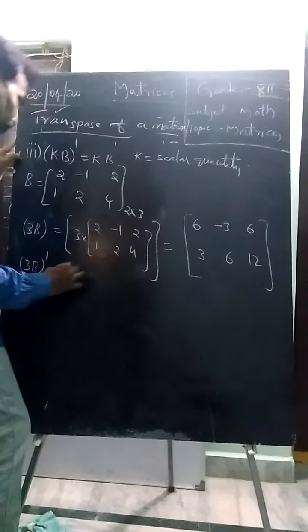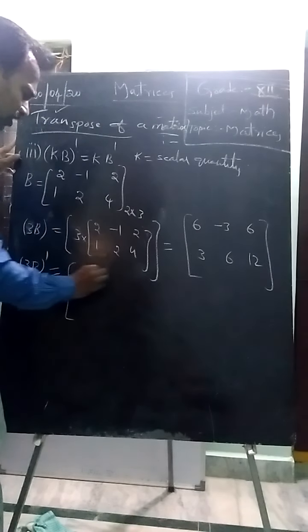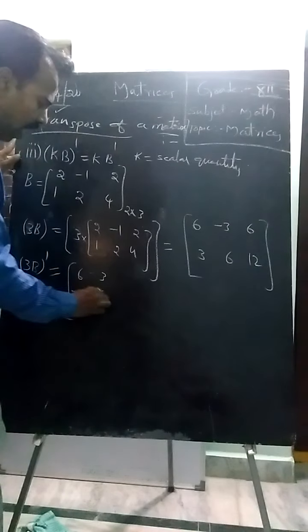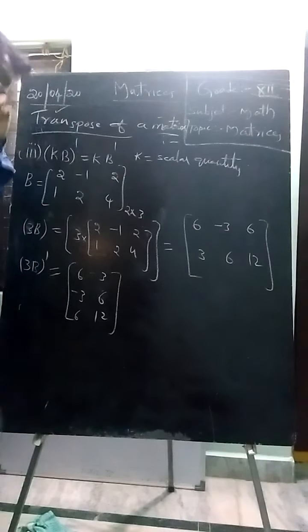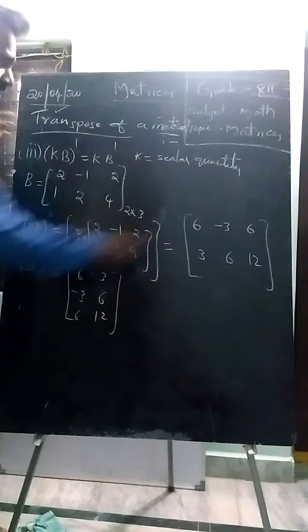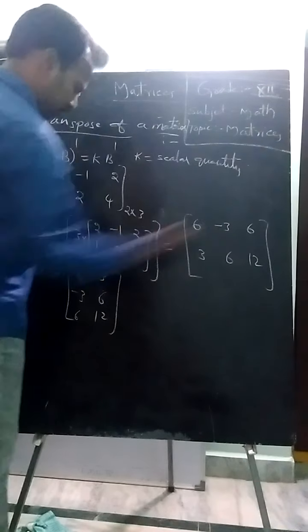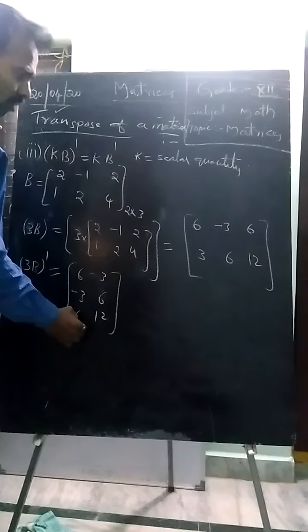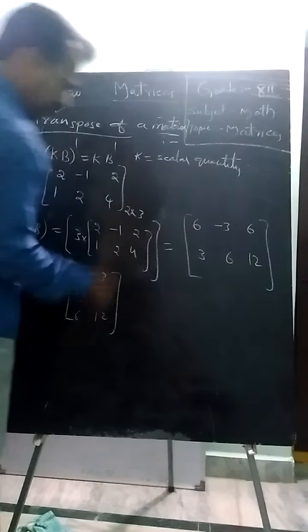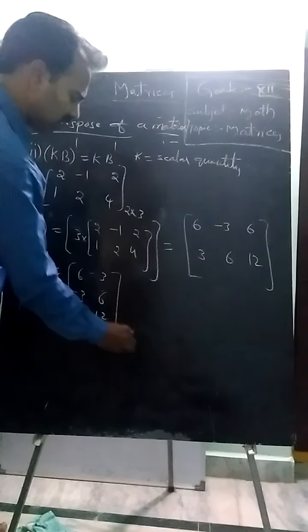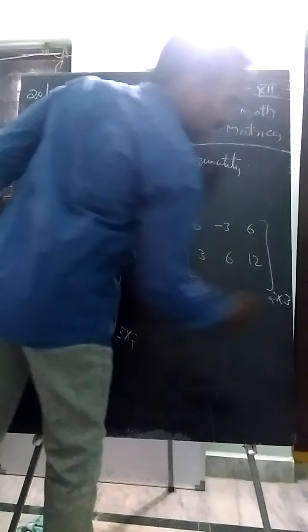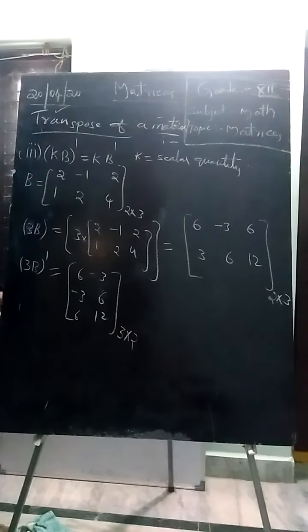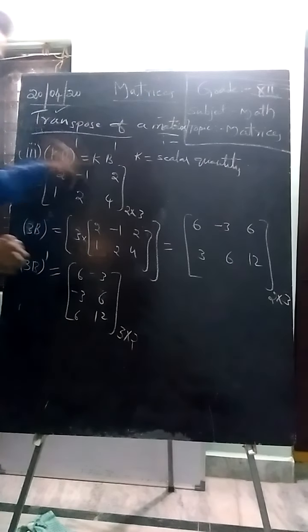Now let us find (3B)'. Transpose means changing rows into columns or columns into rows. That is up to you, whichever operation you want you can apply. Now we got the result. This row becomes a column: 6, minus 3, 6 becomes one column, so the first row becomes a column. This row becomes a column. So the order of this matrix is 3 by 2. As we discussed already, if the order of a matrix is m by n, then the order of its transpose matrix is n by m, so it gets reversed. Let me check whether it is true or not.